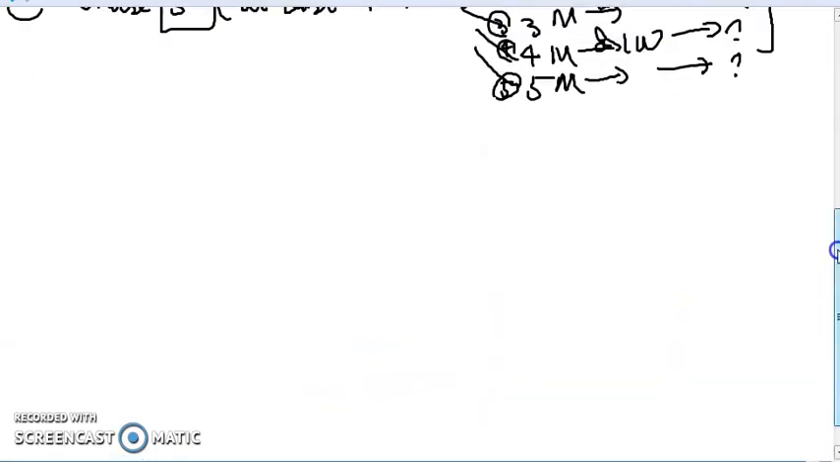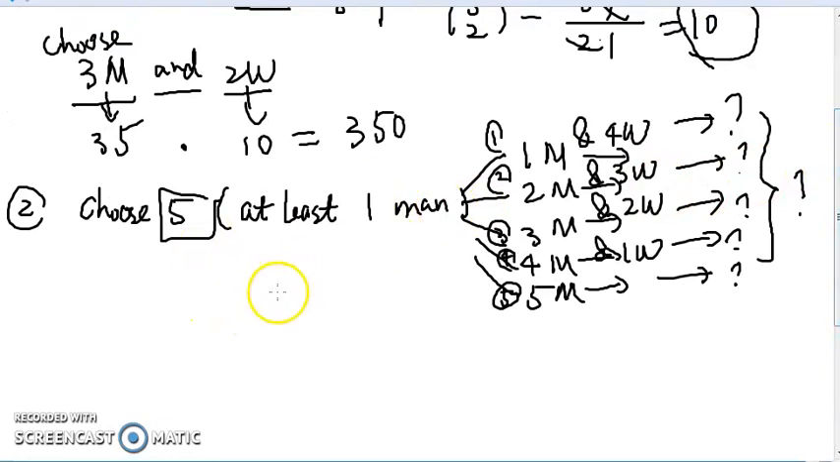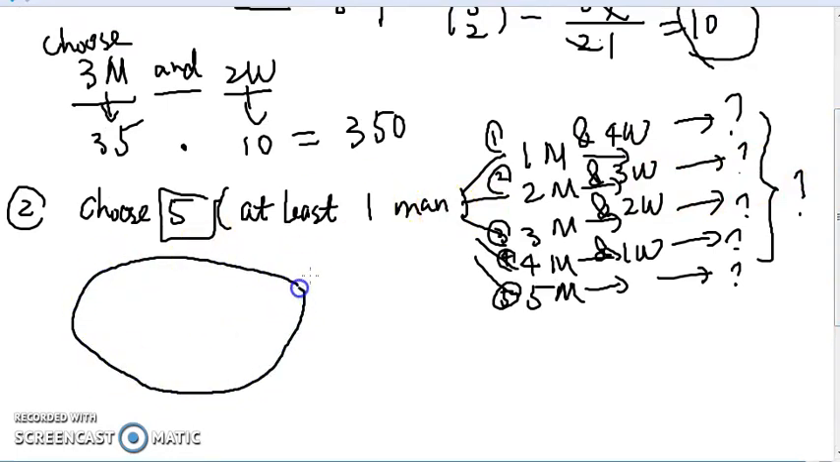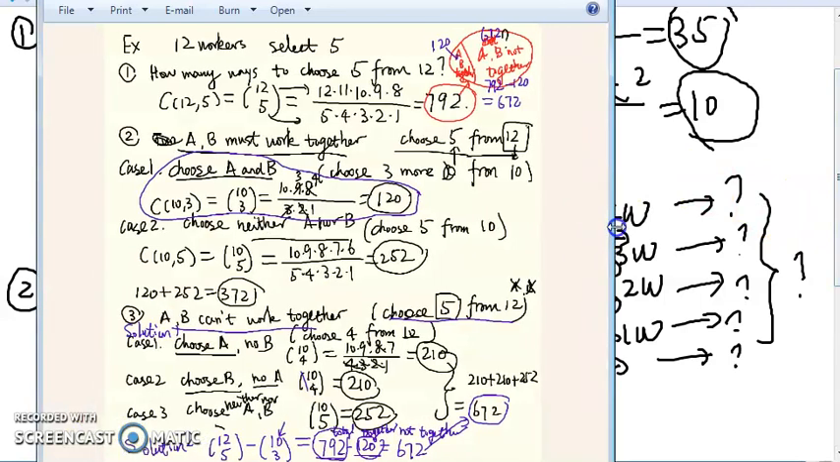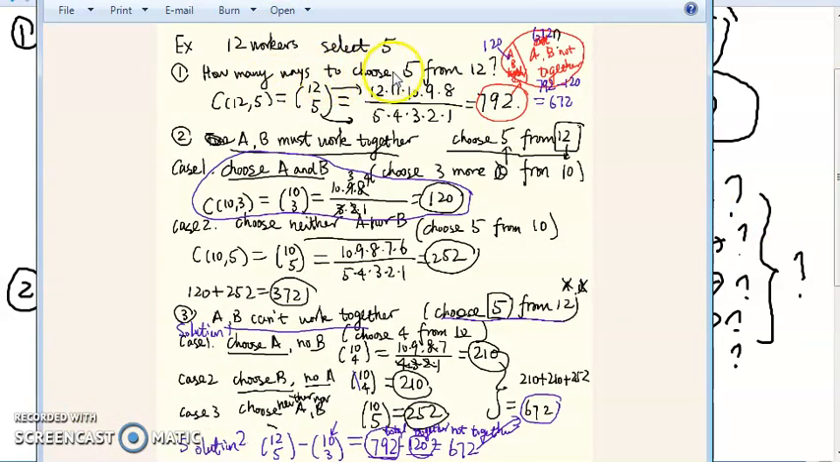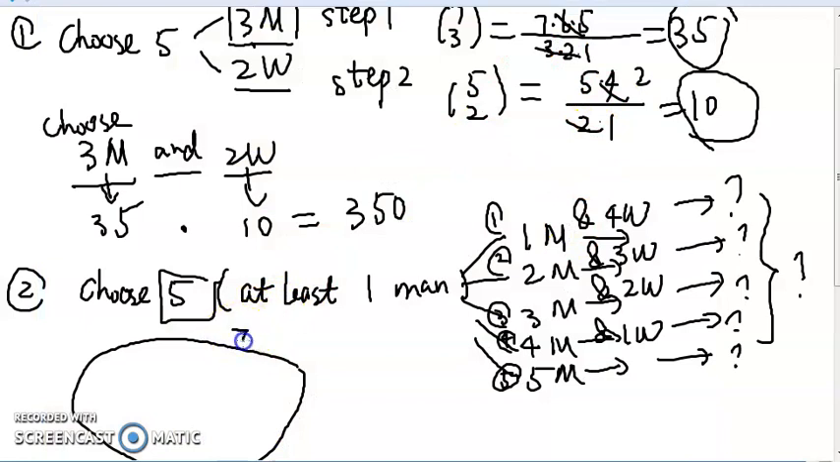So that's just way too many cases. It would be easier to do the opposite. We already know the total number of ways to choose 5 people from 12, which we did in the previous example. 12 choose 5 is a total of 792. So we already have 792 ways to choose any five workers. But we know some of them contain 1 man, or 2 men, or 3 men, so at least 1 man.